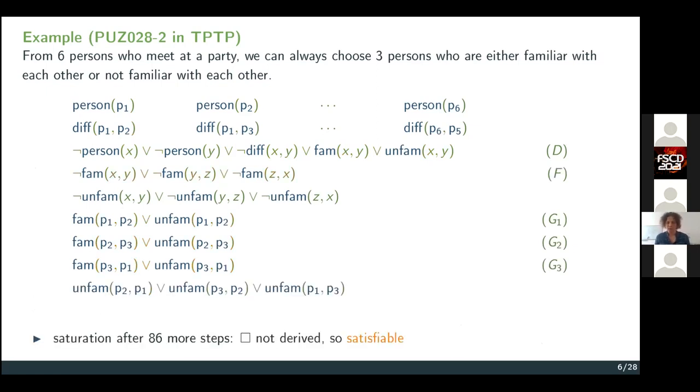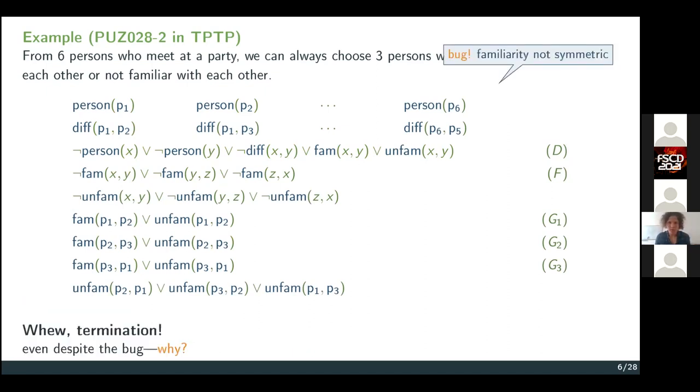So after a number of steps, quite many actually, we did not derive the empty clause, so this clause set would be satisfiable. And this is somewhat unexpected because we wanted to prove this claim here. And it turns out that the formalization that was originally added to TPTP actually has a bug because familiarity is not symmetric. But the question that I want to raise here is, was it a coincidence that we terminated here? Because in principle, we could also perhaps go on forever. So again, let me point out the fact that all the generated clauses are not only positive, but also ground.